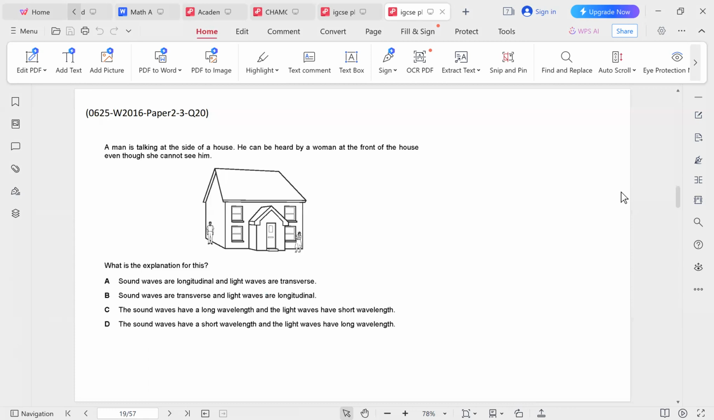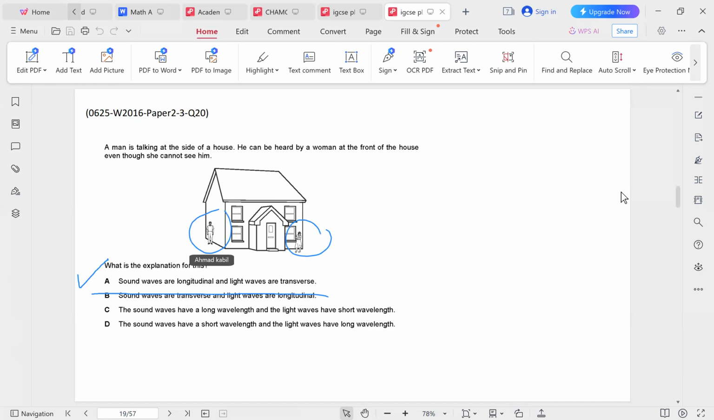A man is talking at the side of a house. He can be heard by a woman at the front of the house, even though she cannot see him. What is the explanation for this? Sound waves are longitudinal, light waves are transverse; sound waves are transverse, and light waves are longitudinal; sound waves have a long wavelength, light waves have a short wavelength; or sound waves have a short wavelength and light waves have a long wavelength. So here is the thing. First of all, B is incorrect. It's conceptually incorrect because sound waves are not transverse, sound waves are longitudinal. A as a concept is correct, but it does not explain why the woman can hear the man.